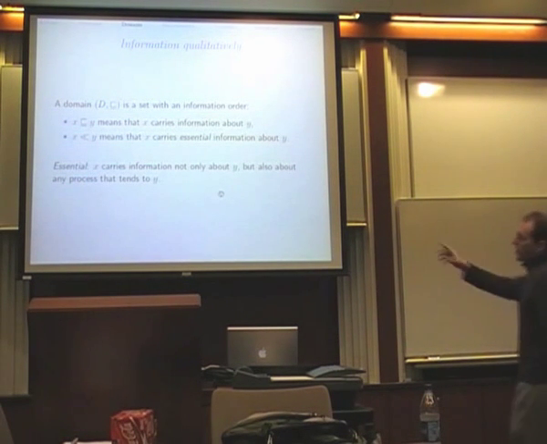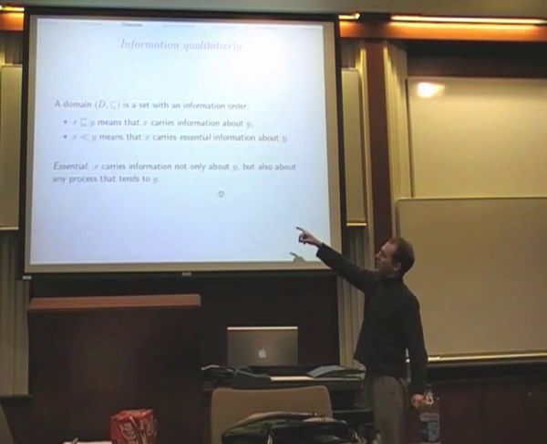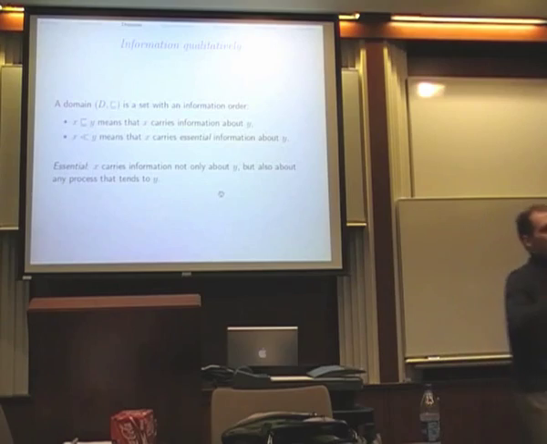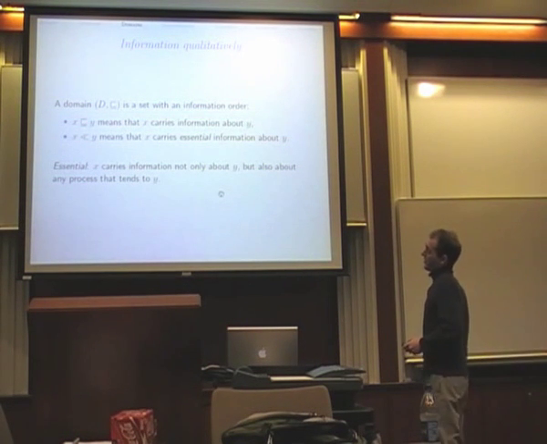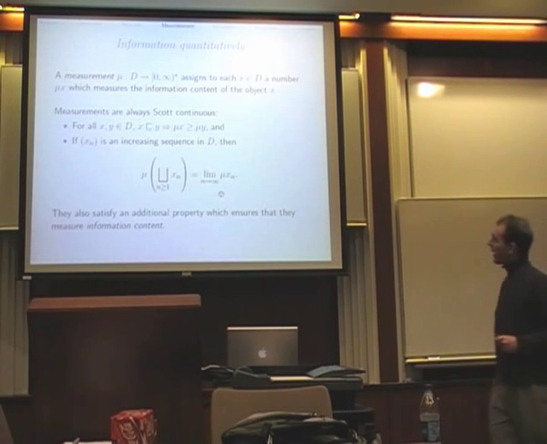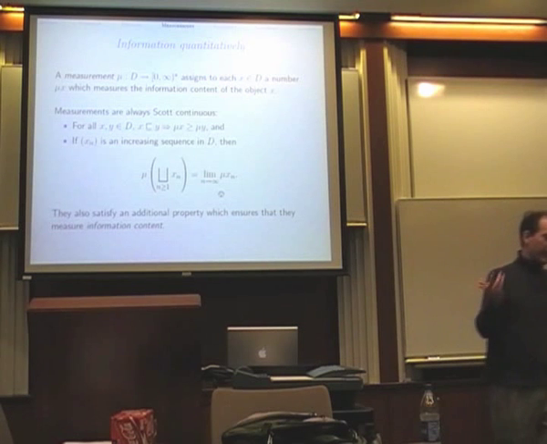And what I mean by essential is that not only does x carry information about y, but it also carries information about any process that tends to y. You see what I mean? So you can carry information about y without carrying information about all processes that tend to y. So I just wanted to remind you of these two basic facts about domains, because they'll be sort of important.